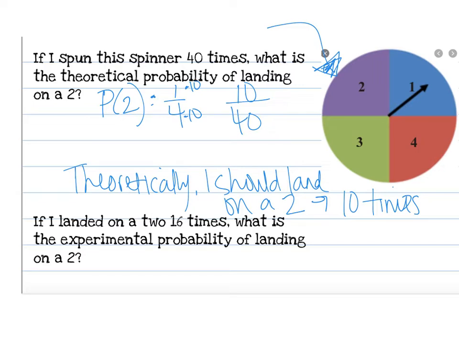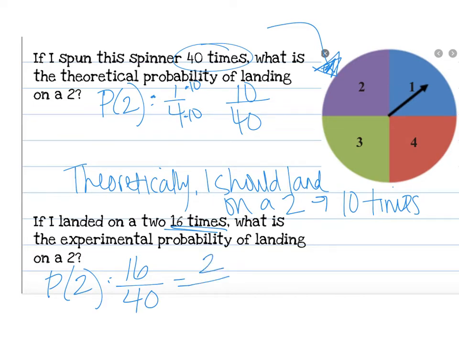If I actually landed on a 2 16 times, what is the experimental probability of landing on a 2? So again, probability of landing on a 2, I landed on it 16 times. I spun it 40 times, so it's going to be out of 40. So 16/40. I can divide 16 and 40 by 8. So 16 divided by 8 is 2. 40 divided by 8 is 5. So 2/5, the probability of landing on a 2, the experimental probability is 2/5.